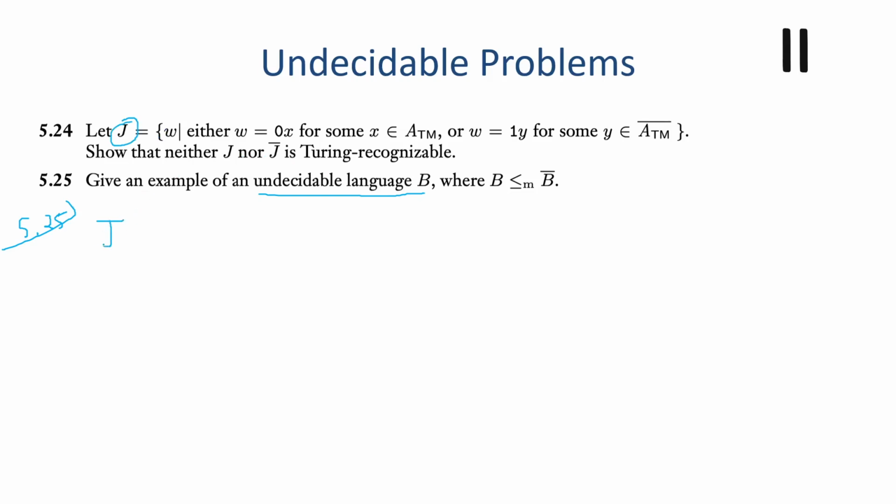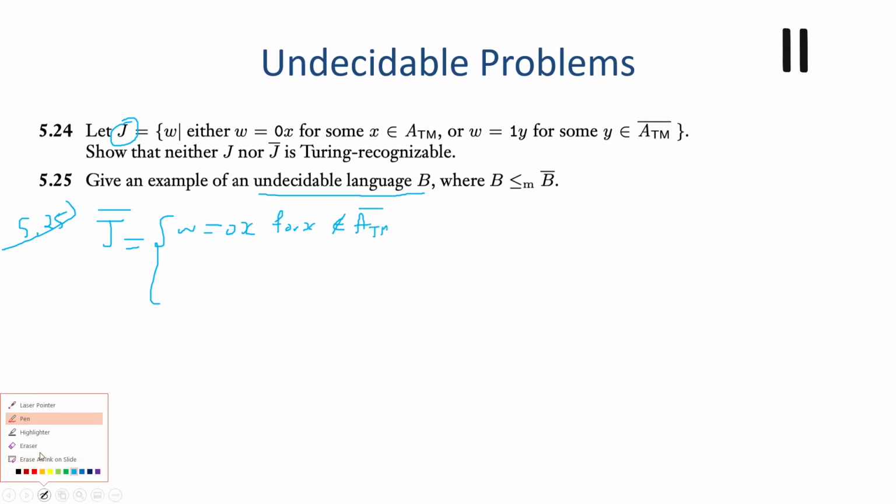How? Let's first do J complement. What's the opposite of J? Well, it's W where 0x or x not in ATM, or I could say in ATM complement. Imagine they're saying, if W is 0x and x is in ATM, like if it starts with 0 followed by x, then that must mean it's in ATM. So I'm just saying, same scenario: it starts with 0, but it's not in ATM, or it starts with 1, and you can kind of guess where I'm going here. Y is in the complement of the complement, which gives me ATM.